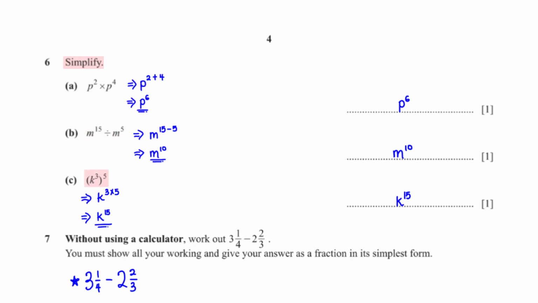Simplify k cubed raised to the power 5. The powers of k multiply, so we have k raised to the power 3 times 5. 3 times 5 is 15, and so our final answer is k raised to the power 15.